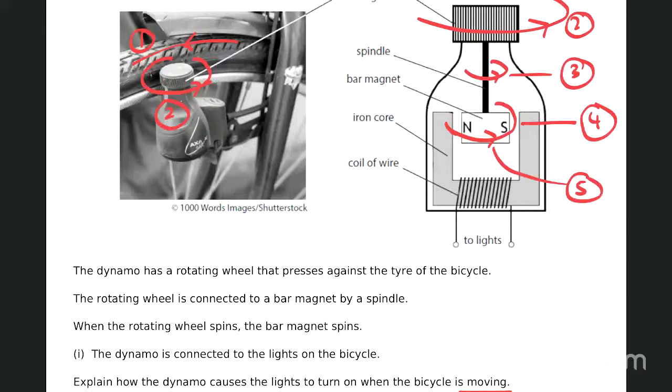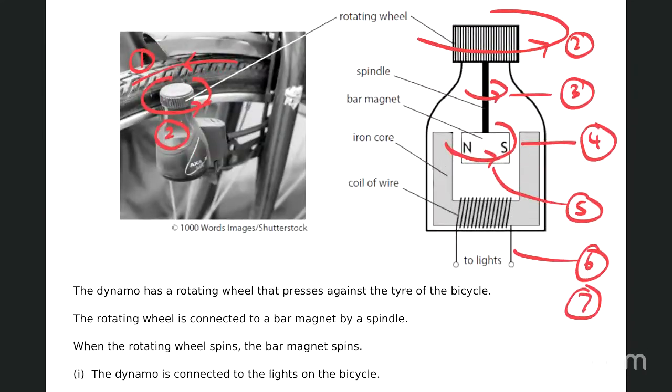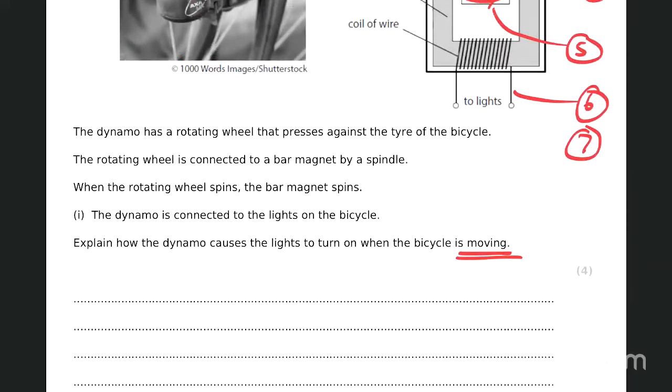So therefore, there will be a power generated in the coil and will be directed towards the lights. So when the bicycle is moving, what will happen? There will be a power generated, and it will be giving the power to the bicycle light. Okay? So these are the points.